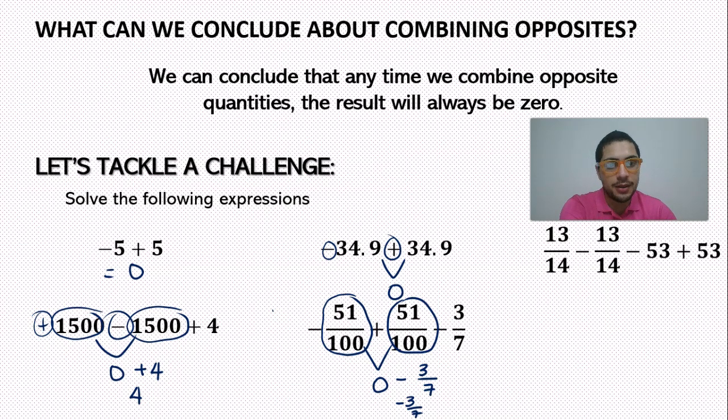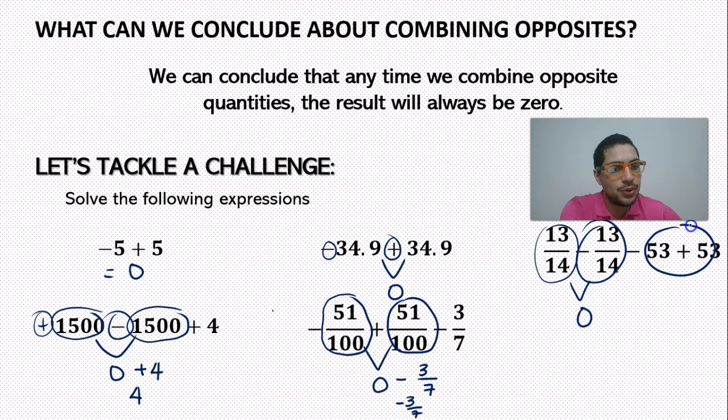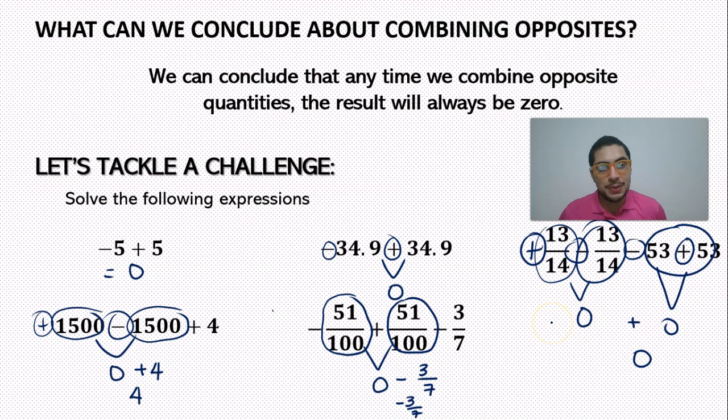And now we have the last problem, which is 13 divided by 14 minus 13 divided by 14 minus 53 plus 53. So again, we have two sets of opposite numbers. So these two, when combined, give you 0. And then these two, when combined, they give you 0 because we have a negative and a positive one, a positive and a negative one. So these two also give you 0. And when you add 0 plus 0, it's still 0. It's not going to change.